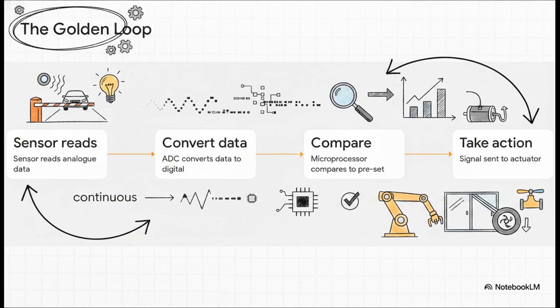And Step 4, if the condition is met, the microprocessor sends a signal to an actuator, like a motor or a valve, to take some physical action. And remember, this whole process is continuous.